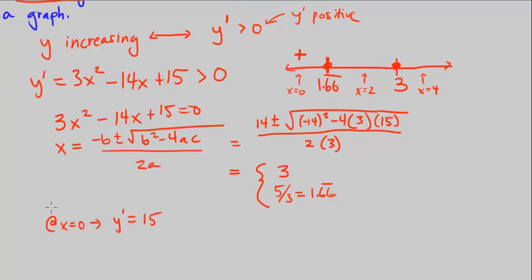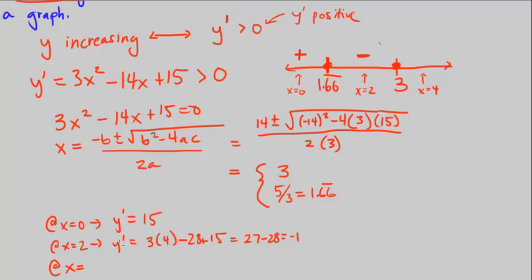I need to check all 3 of them. So at x is equal to 2, y prime is equal to what? Now I'm going to plug this in. 3 times 2 squared is 12, minus 14 times 2 is 28, plus 15, right? So 12 plus 15, I'm adding those because they're positive, is going to be 27, minus 28 is negative 1. So I know at x is 2, we have a negative value, right? I'm going to put negative here, and I know that y prime now is negative, meaning it's less than 0, meaning it's decreasing. So this is not a region I want to include in my answer.